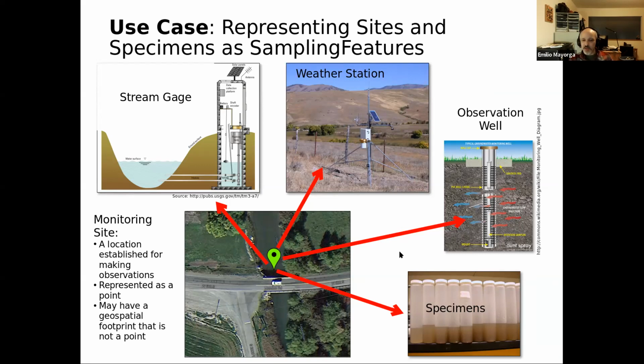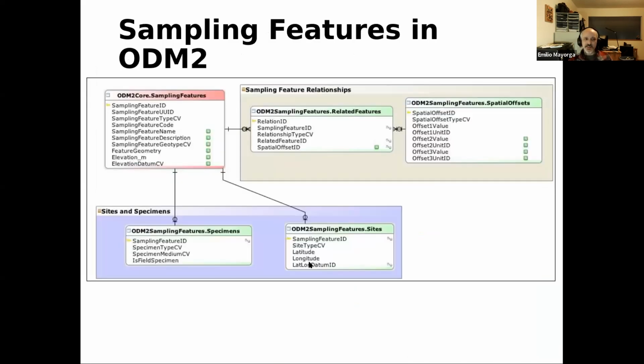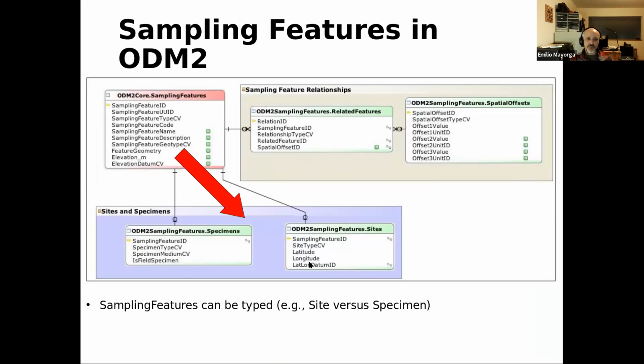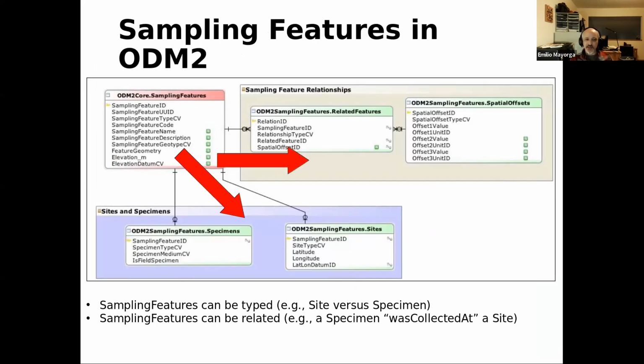So we want to be able to relate everything to the single site in a consistent way, while also being able to represent the distinct features of each of those observations. So sampling features can be typed as a site or a specimen, and can be related among one another. For example, a specimen was collected at a site.